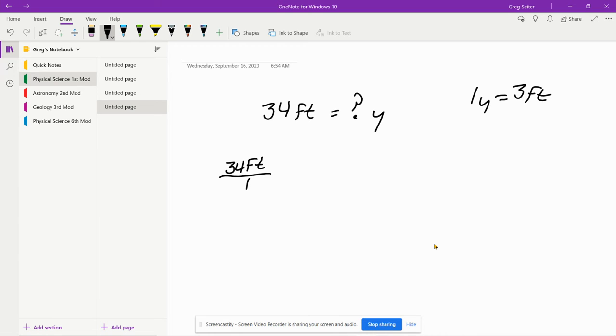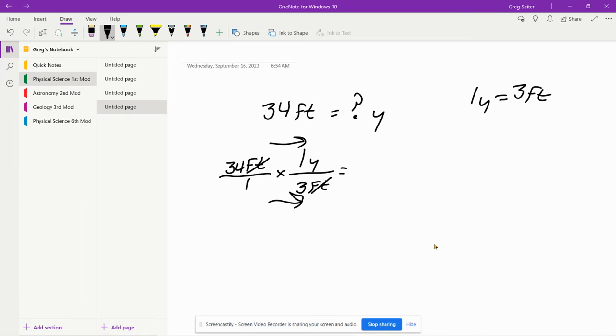34 feet over 1 times. I'm going to plug in that conversion. Remember, feet's on top, so I want to put feet on the bottom now. 3 feet is 1 yard. Cancel our units. And remember, just follow these 8 steps. Multiply straight across. And I'm going to let you finish this one up. Okay? Let's go on to the next problem.